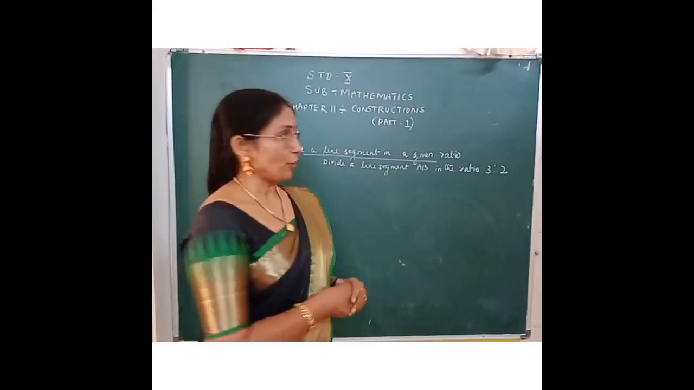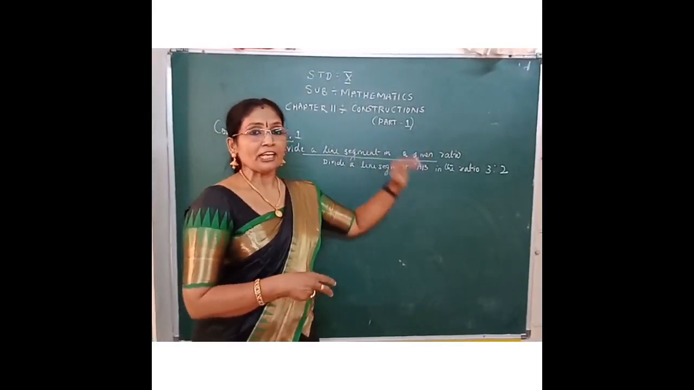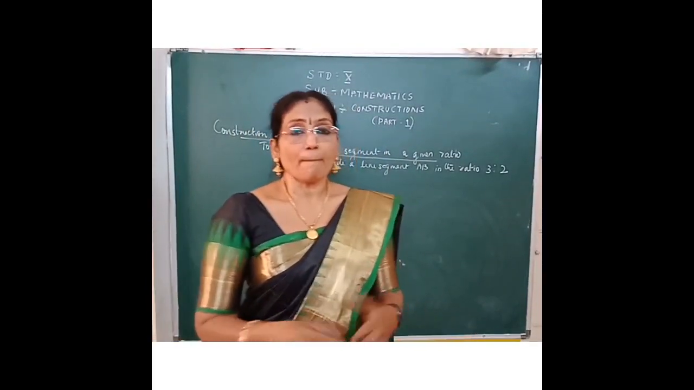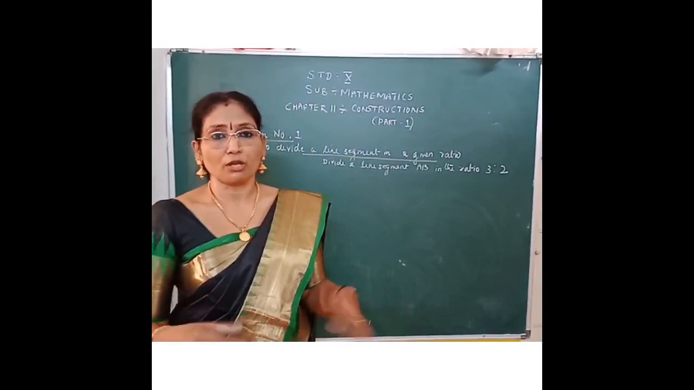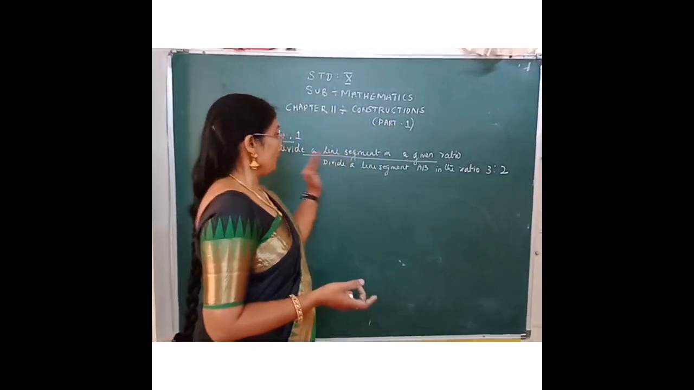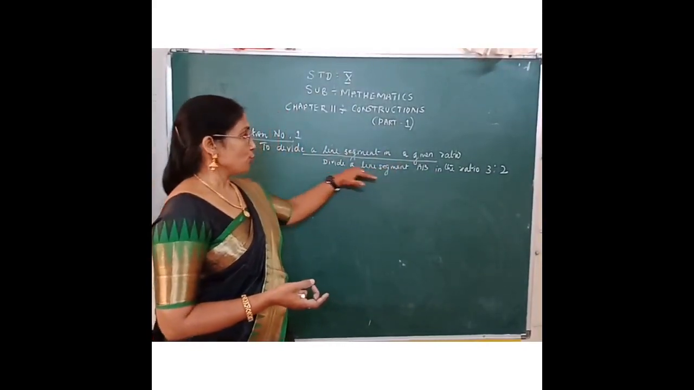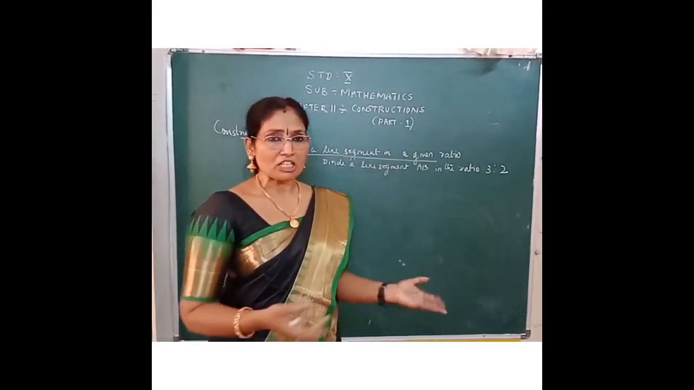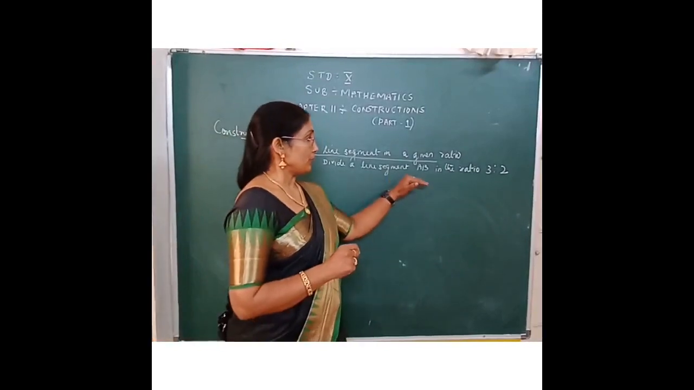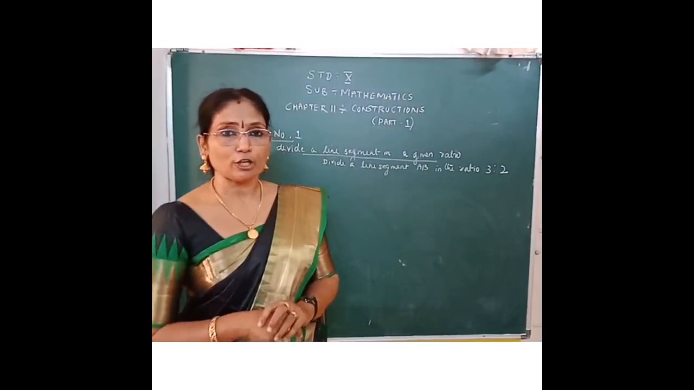The first construction you are going to learn here is how to divide a line segment in a given ratio. That means the ratio can be any. Suppose m is to n, where m and n can be any numbers, 3 is to 2, 3 is to 5, 8 is to 5, any ratio can come. So how can you divide a line segment in a given ratio? Here I am going to divide a line segment AB. I am not taking AB's measurements, as I am speaking generally: how to divide a line segment AB internally in the ratio 3 is to 2.